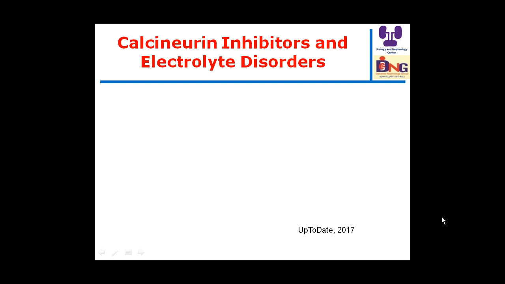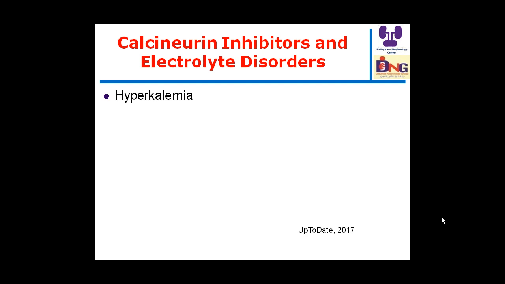Okay, to start with, do you know that electrolyte and acid-base disturbances are prevalent after renal transplantation? This may be because of drugs used in renal transplantation. One of the cornerstones of immunosuppressive drugs is the use of calcineurin inhibitors. So calcineurin inhibitors may be associated with electrolyte disturbance in the form of hyperkalemia.